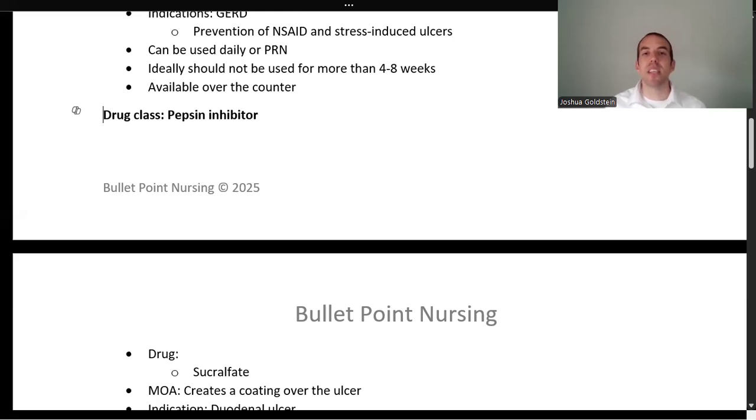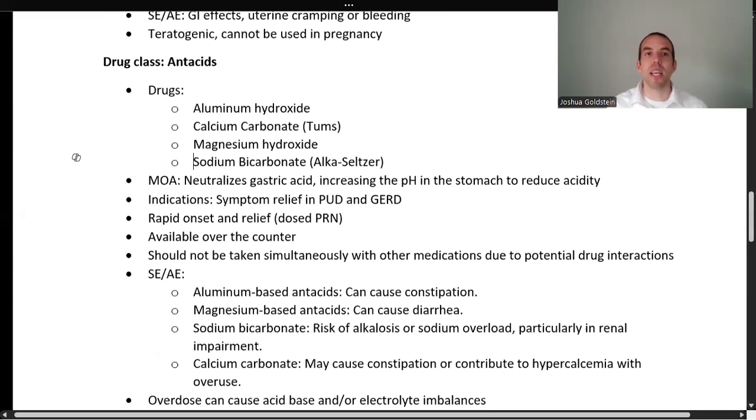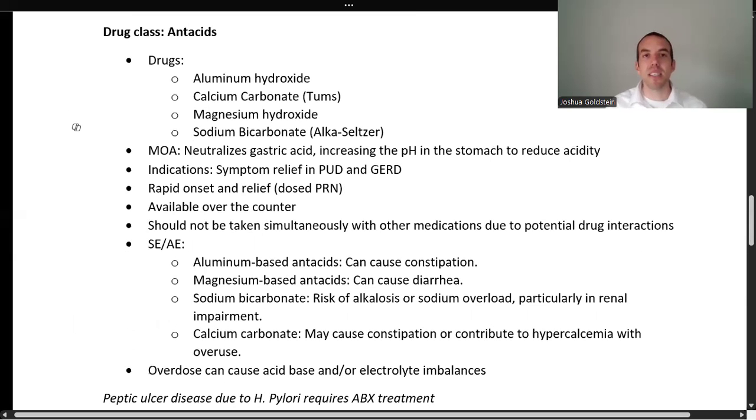Ideally, the H2RAs, same as the PPIs, should not be used for more than 4 to 8 weeks. Again, some books say up to 12 weeks. And again, this is over the counter. I'm going to skip this next drug class for 1 second, because I want to get to antacids. Antacids is a pretty large drug class. It includes some famous ones like Tums and Alka-Seltzer.